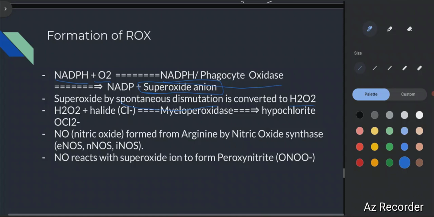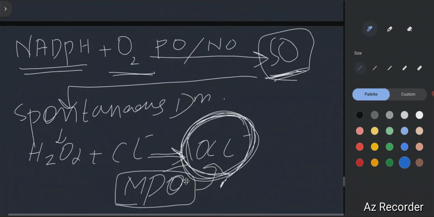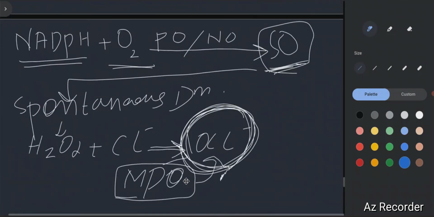This hydrogen peroxide combines with a halide like Cl-. With the help of myeloperoxidase enzyme, it is converted to hypochlorite, OCl-. So this thing over here is literally very, very harmful. It's a very potent reactive oxygen species made by your phagocytes. This is very important over here. Now there is one more reactive oxygen species that your neutrophils make, and we need to understand it really well.